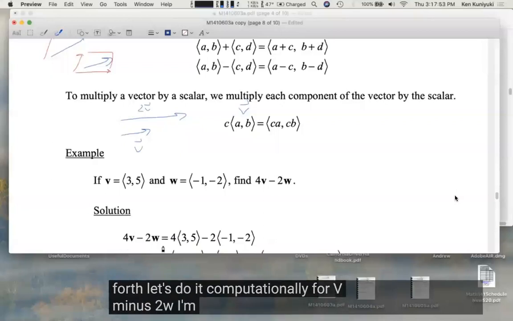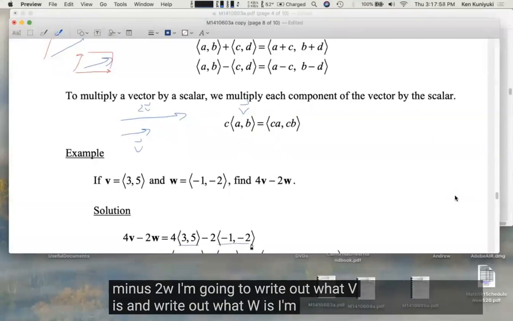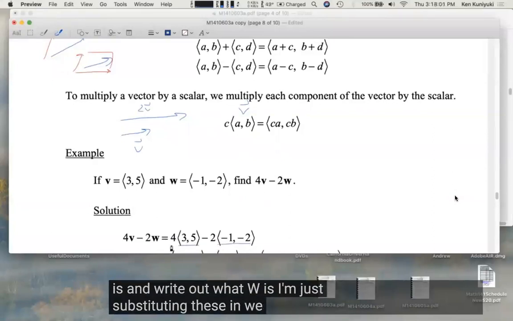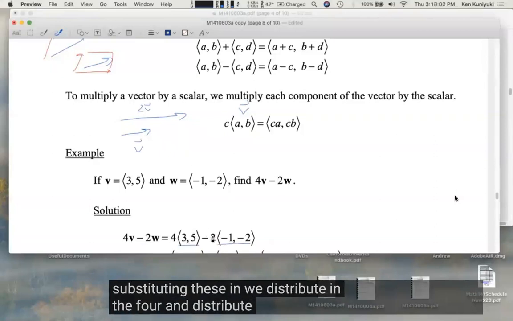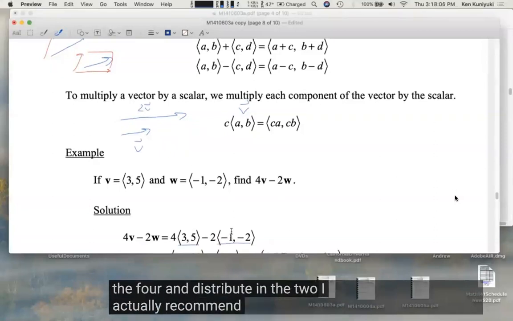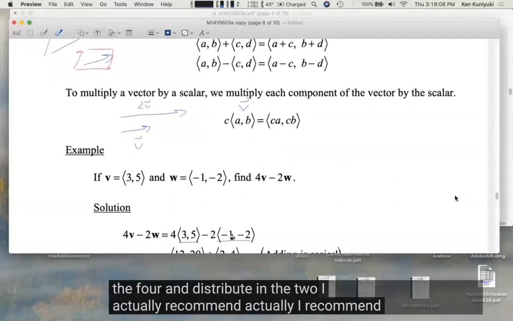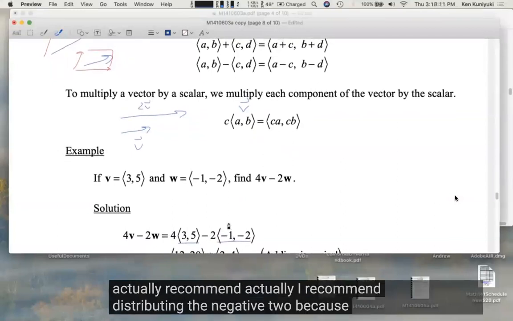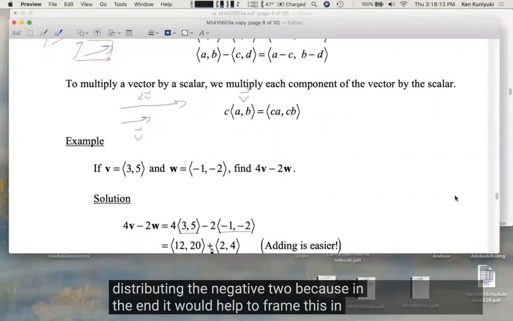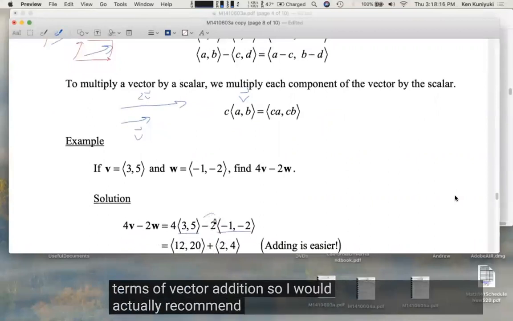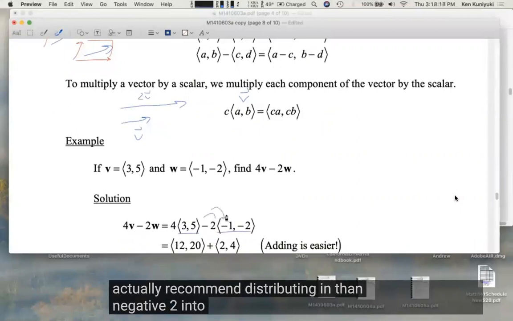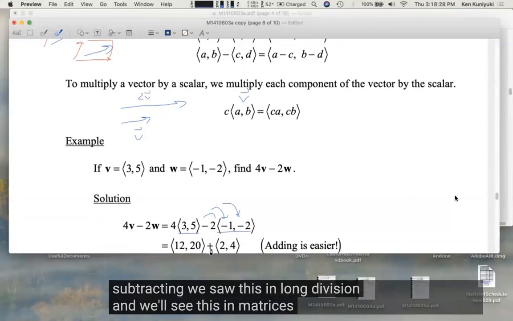4v minus 2w. I'm going to write out what v is and write out what w is. I'm just substituting these in. We distribute in the 4 and distribute in the 2. I recommend distributing the negative 2, because in the end, it would help to frame this in terms of vector addition. So I would actually recommend distributing in the negative 2 into both these components and turn this into an addition problem, because we're much better at adding than subtracting. We saw this in long division, and we'll see this in matrices later.